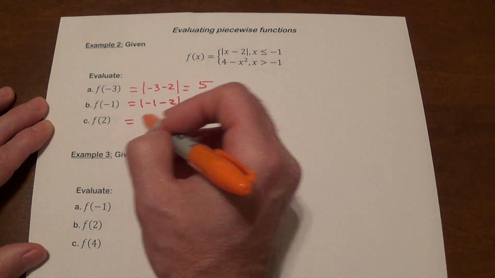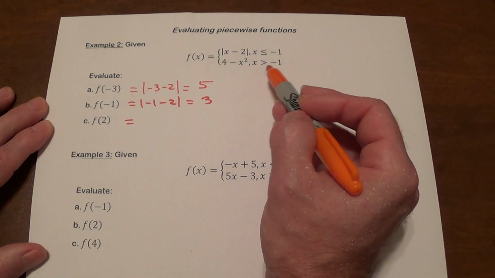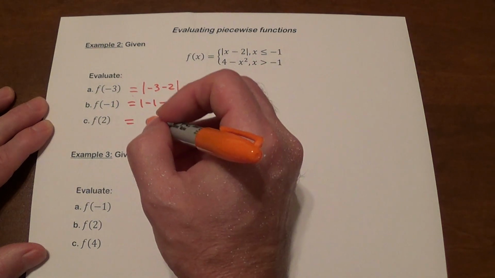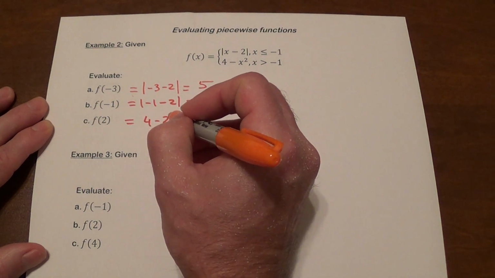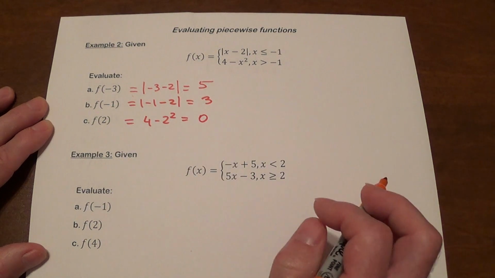F of 2. Well, 2 is greater than negative 1, so we use the second equation. It's going to be 4 minus 2 squared, which is going to be 0.